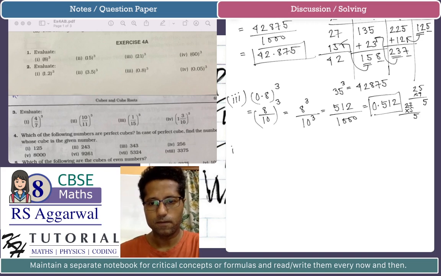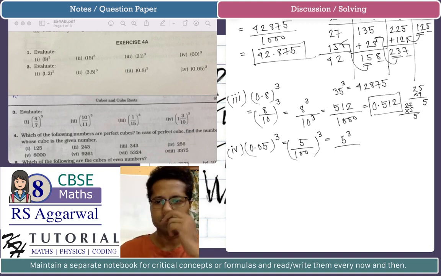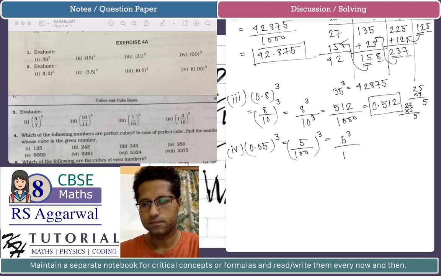The part 4, 0.05 cube. So 0.05 is 5 by 100. We have 5 cube divided by 100 cube, that is 10 square, sorry, 10 square power cube. This is equal to 125 divided by 10 to the power 6. This is equal to 0.000125.